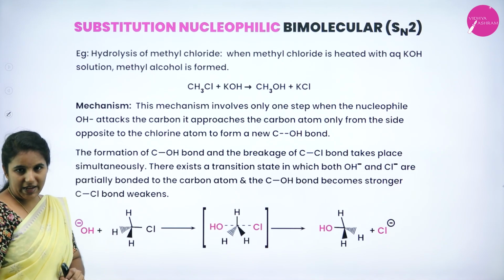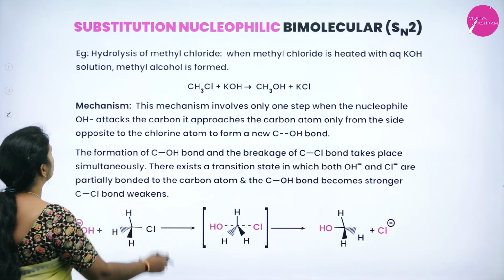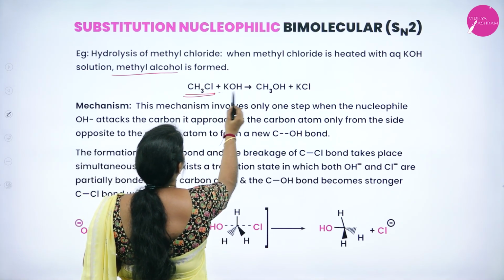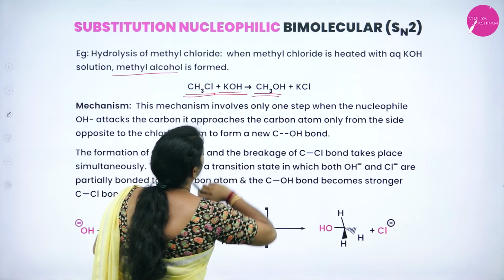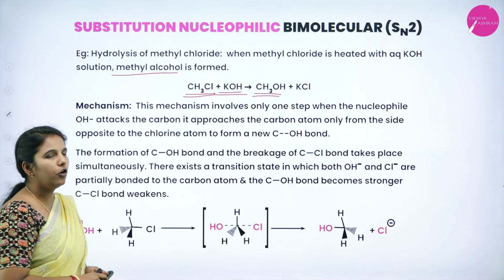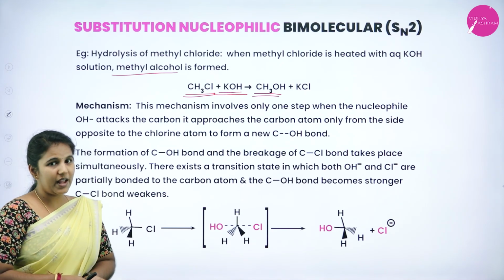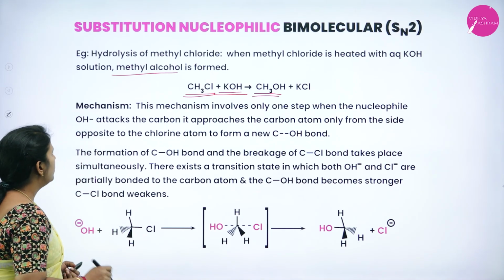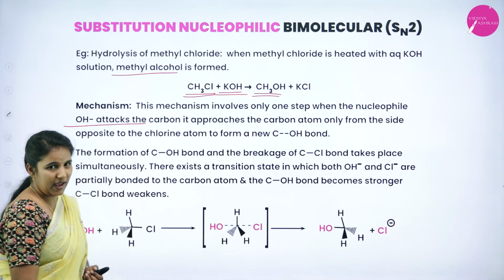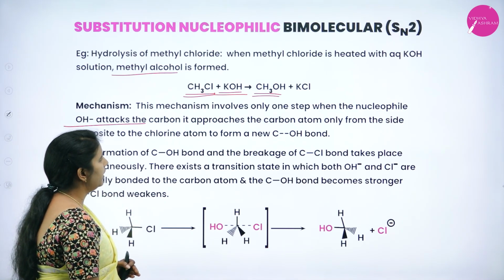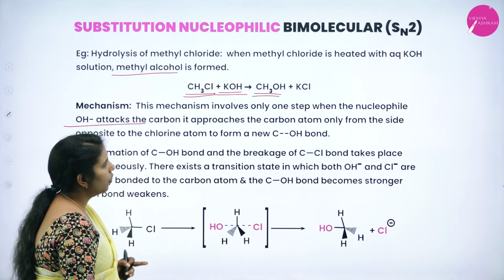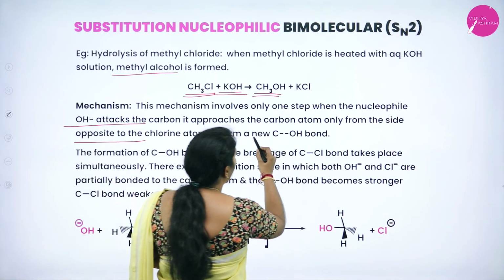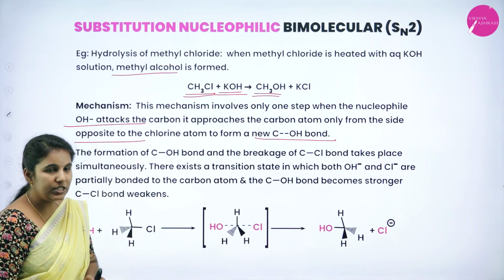When methyl chloride is heated with aqueous KOH, methyl alcohol will be formed. We know that when we take methyl chloride and heat it with aqueous KOH, it forms what? Methyl alcohol with the formation of HCl. If you see the reaction mechanism, the mechanism involves only one step, where the nucleophile, the OH minus ion, attacks the carbon and approaches the carbon atom only from the side opposite to that of the chlorine atom to form a new carbon and OH bond.